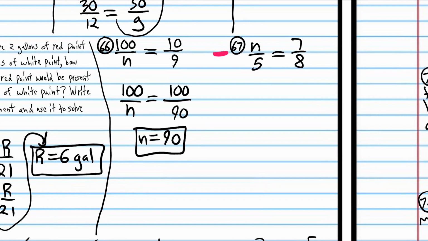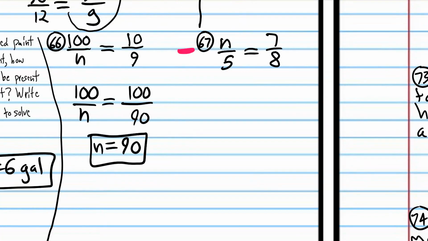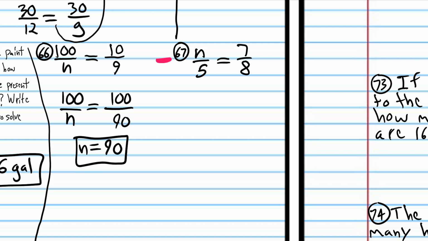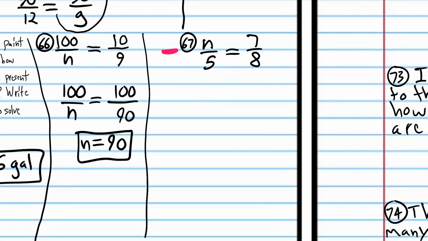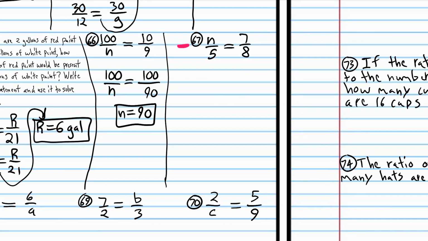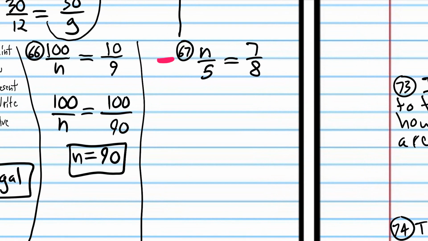All right, so now we're doing some problems where you can't just reduce one fraction or multiply both sides of one fraction by the same number. In these problems, that doesn't work because n is going to end up being some sort of a mixed number or some type of fraction. So in these problems, the easiest way to deal with this is probably to cross multiply.